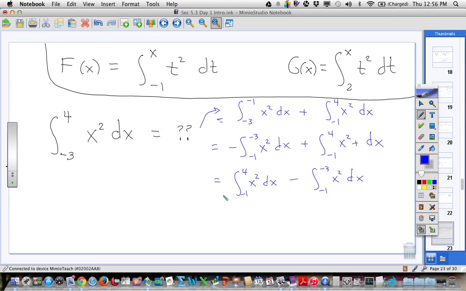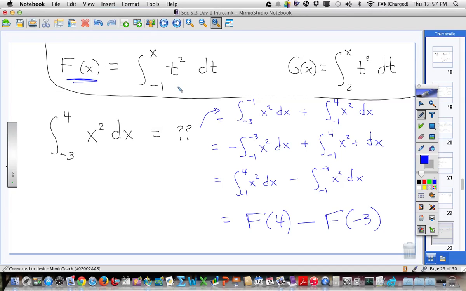Okay, and then I also remember that, oh, if this is big F of x, and it's the area from -1 to x, then what would be another name for the area from -1 to 4? That'd be big F of 4, wouldn't it? Right? And then this one would be the same as big F of -3, right? Oh, this is interesting. So this area would be this. Now, what is big F?